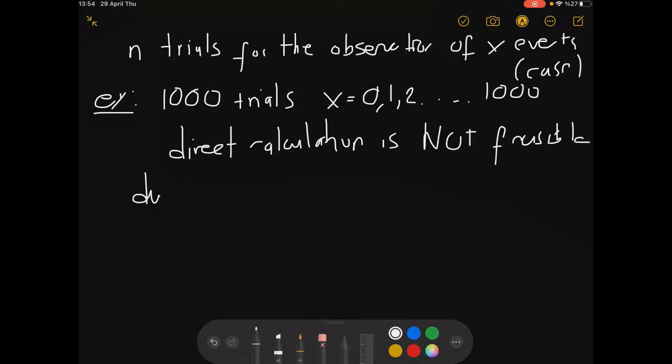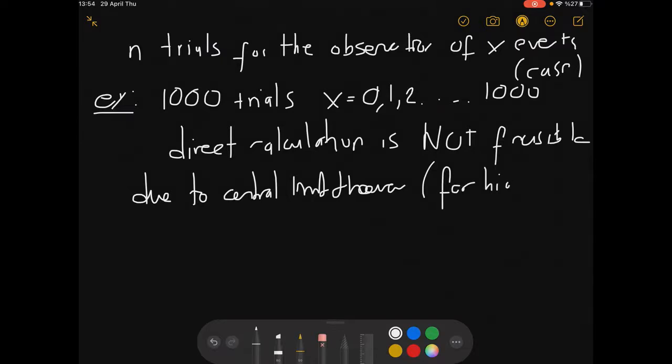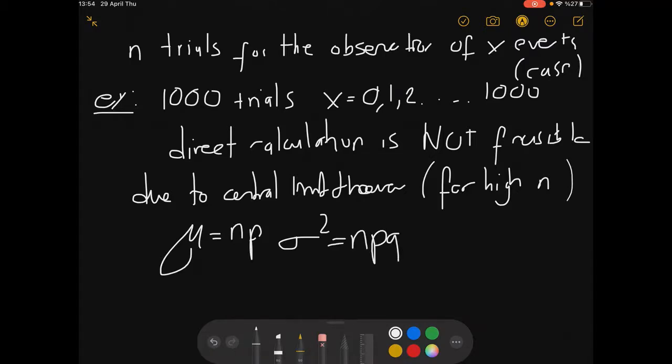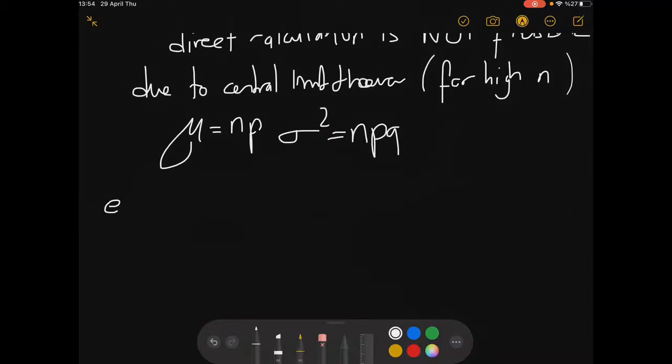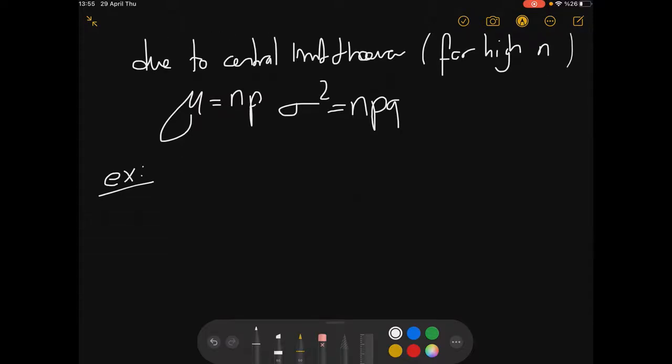But due to our central limit theorem, for high numbers of n for the trials, you will have lots of trials here. Your mu can be depicted with n times p, and your sigma square is represented with this one. I think you remember this from Poisson distribution as well. Okay, let's take a look at an example to understand the approach.